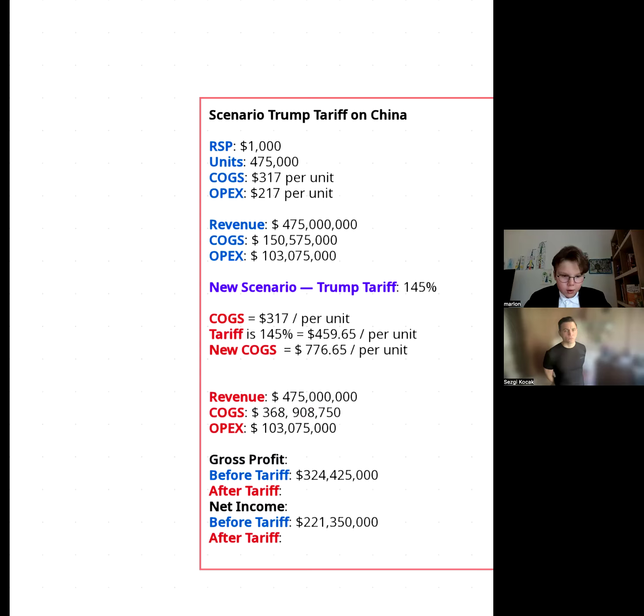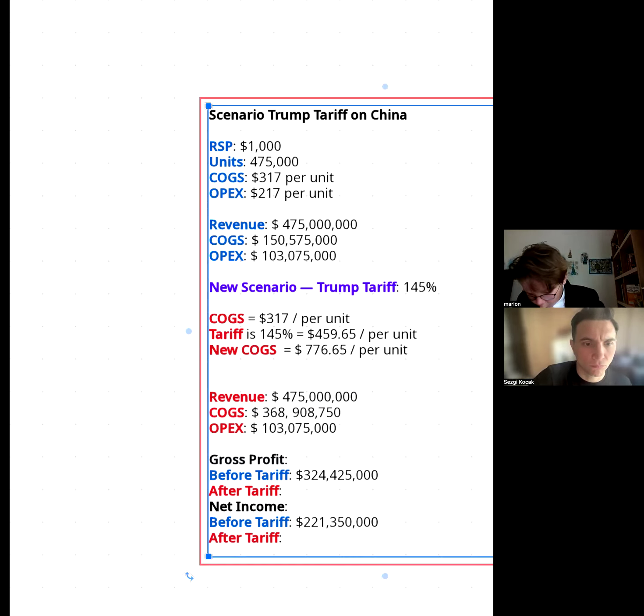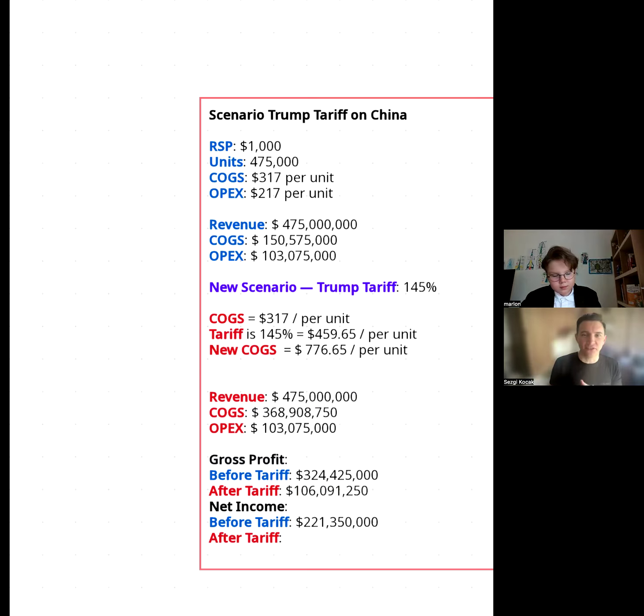To get to gross profit, it's the revenue minus COGS, which would be 106,091,250. Wow, what a drop. Check out the before tariff and after tariff difference. The delta is huge. Almost three times. Yeah, the before tariff is three times higher than the after tariff. Look at the impact of that 145% Trump tariff, right?